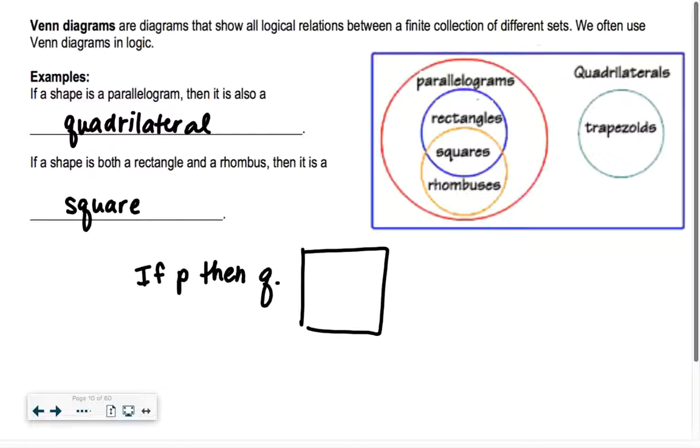Isn't that nice that we have P and Q here? I didn't even plan on that. We always use P and Q in logic. So if it's a parallelogram, then it's a quadrilateral. What did the Venn diagram look like? So we had one thing inside of another, right? We had the quadrilateral here, and we had the parallelogram here. Okay, so that's going to be important to us. So if we have the if part, the if is on the inside, and the then is on the outside.